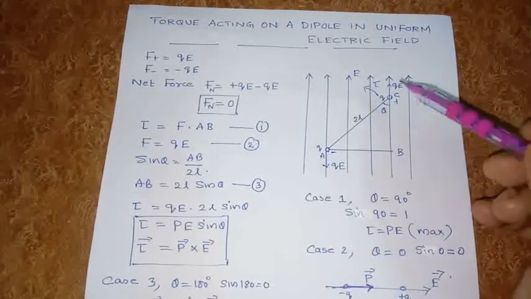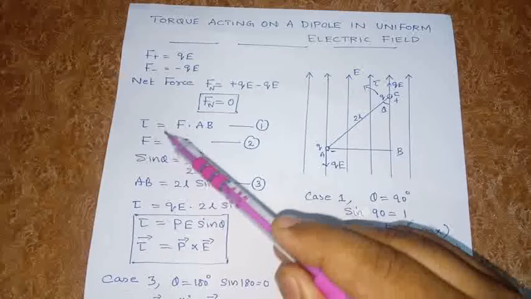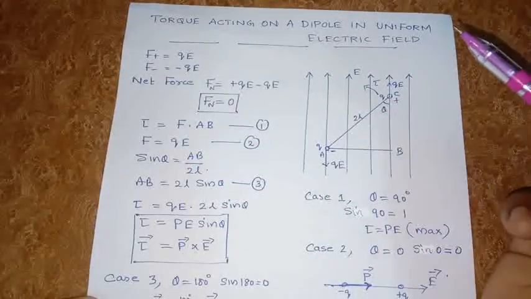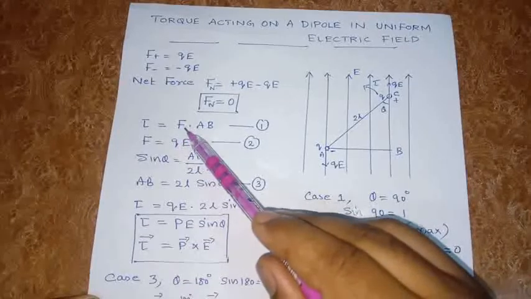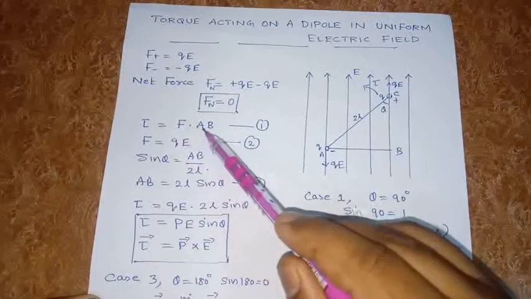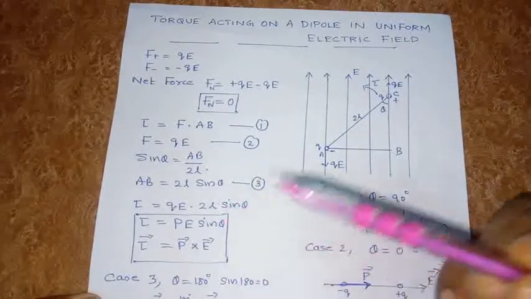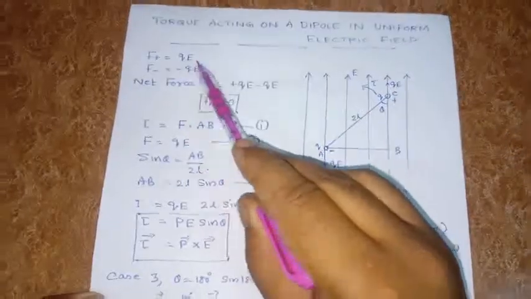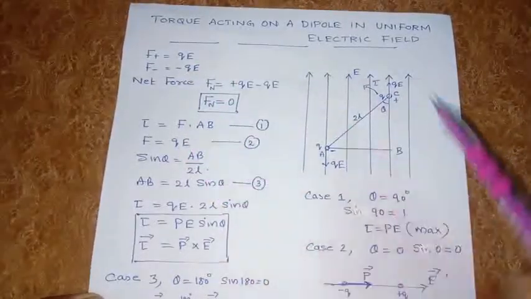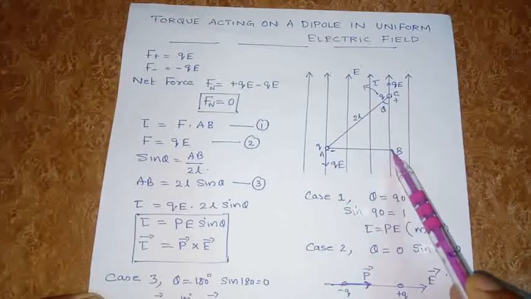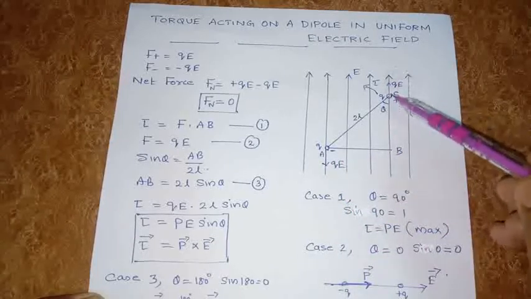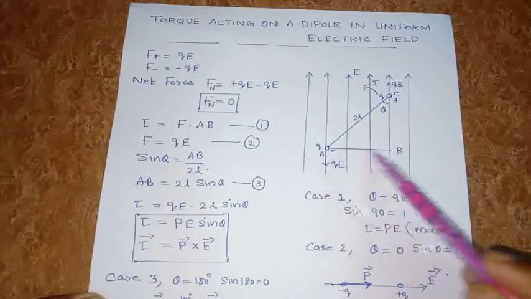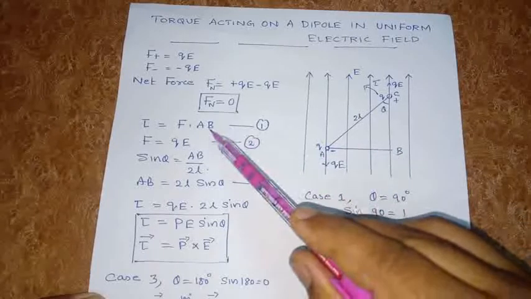And what is the magnitude of the torque? The magnitude of the torque is given by F into AB. The magnitude of the torque can be defined as a product of the magnitude of one of the forces and the perpendicular distance between the forces. F is the magnitude of one of the forces, that is QE, and AB is the perpendicular distance between the forces. This force is acting in this direction and this force is acting in this direction. There is a perpendicular distance between these two forces, and that is AB.